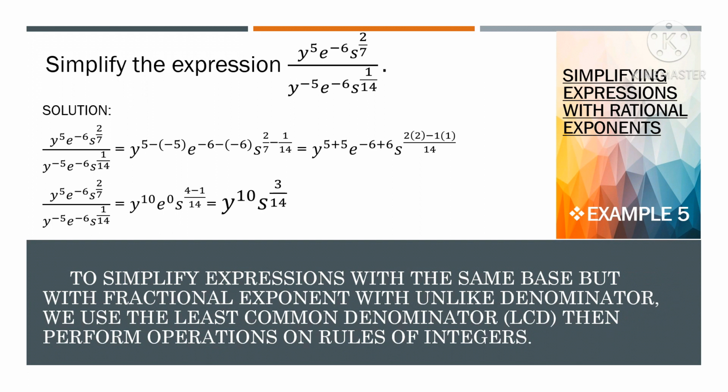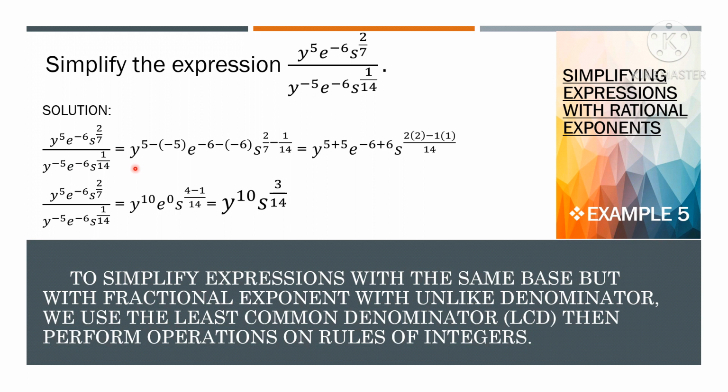Example 5, we have simplified the expression y raised to 5, e raised to negative 6, s raised to 2 over 7, divided by or over y raised to negative 5, e raised to negative 6, s raised to 1 over 14. So, since tayo ay nagdi-divide dito, gagamit tayo ng quotient law or division rule. Kung saan, you just have to copy the common bases and then isubtract ang exponents nila ng bawat bases po.